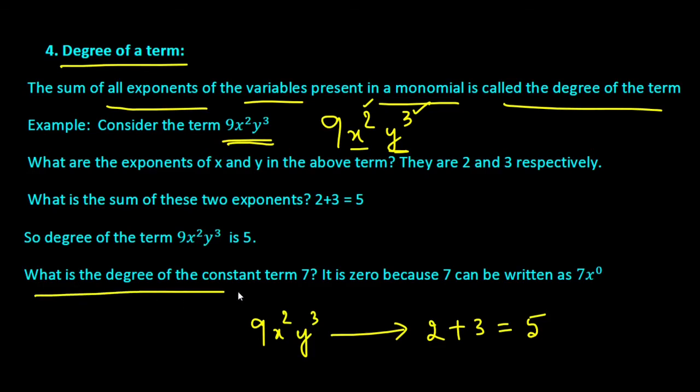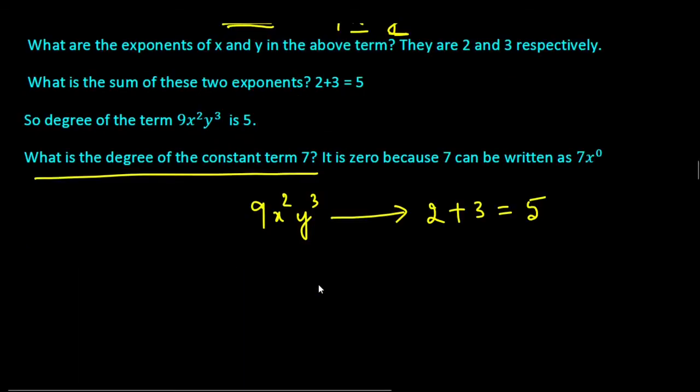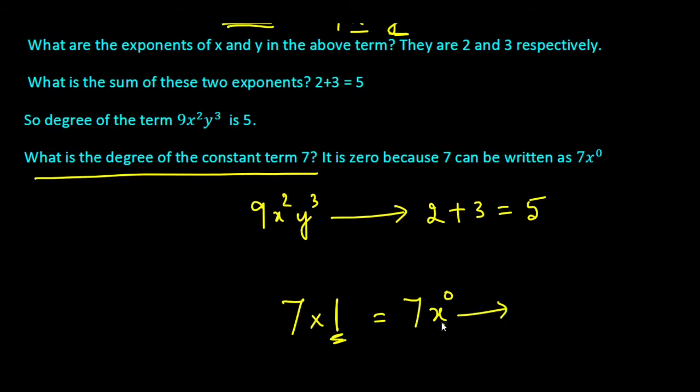What is the degree of a constant term 7? 7 can be written as 7 into 1. When we use a variable, we can write it as 7x power 0. 1 can be written as x power 0. So the degree of any constant term is 0.